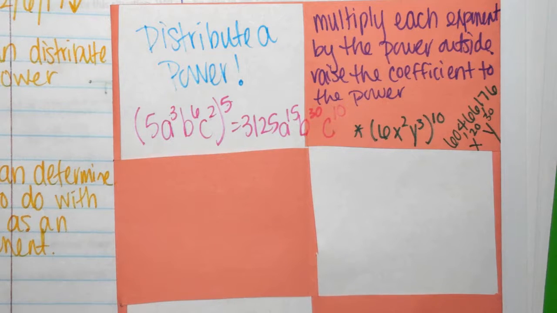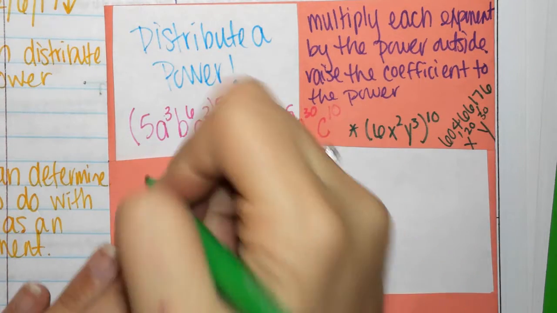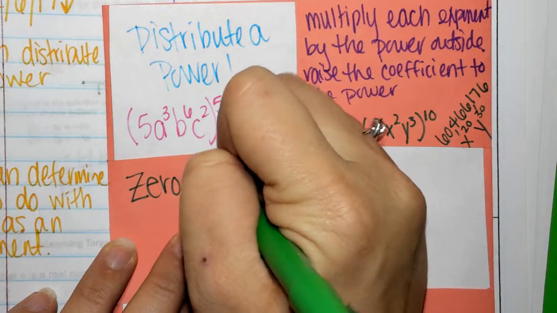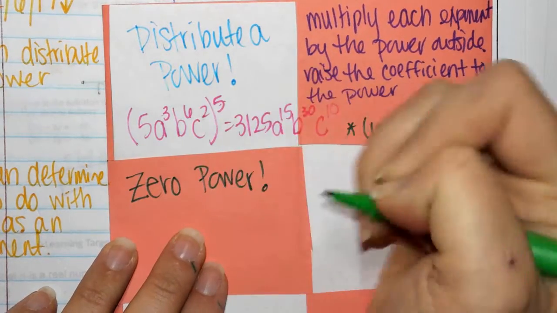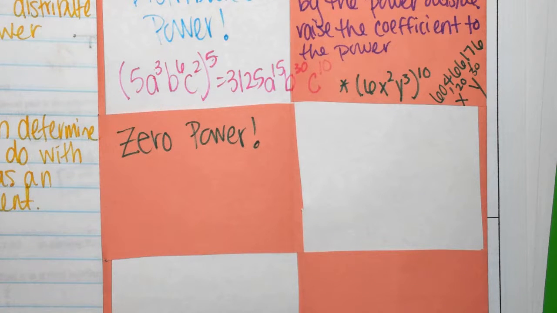All right, ready for the last rule? All right, it's called zero power. Not like you have 0 power. The power is, the exponent is 0.